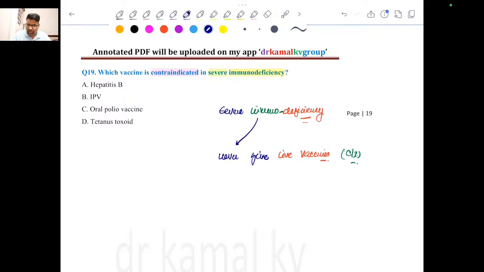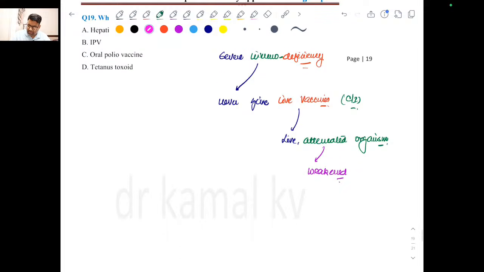Now why this concept? Because whenever we are giving live vaccines, we are actually giving live attenuated organism. Right? So what we are actually giving? Live attenuated. Attenuated means weakened. Now weakened in the sense that there are two terms. One is antigenicity and second is, you can say, pathogenicity.